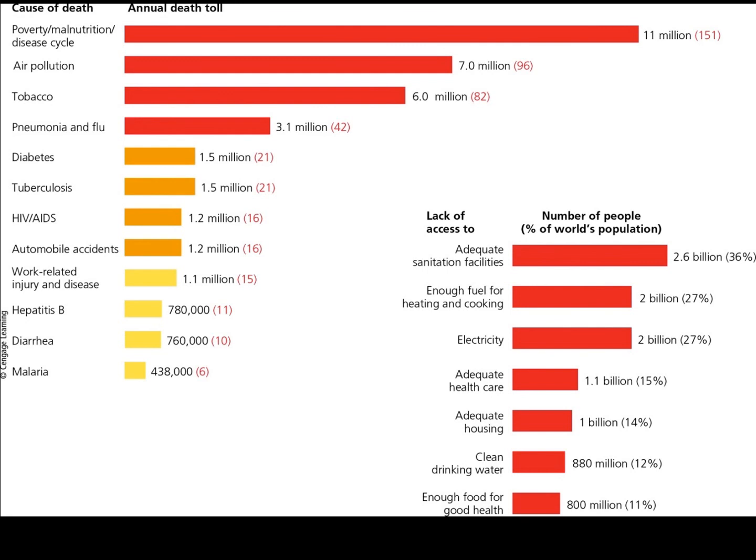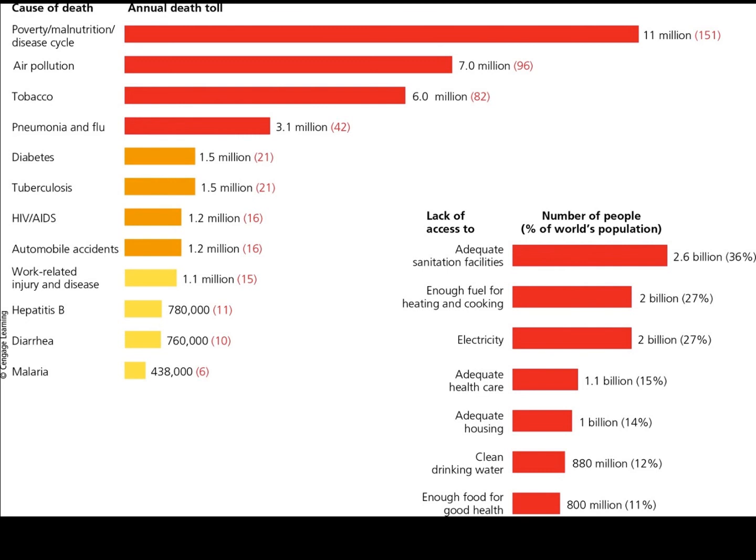The graph to the right shows how many people lack what we here in the United States would call basic necessary needs. This graph represents those in poverty and shows why it is one of the leading causes of death worldwide. Number 1 on this list is adequate sanitation facilities. The percent of the total population is to the right.